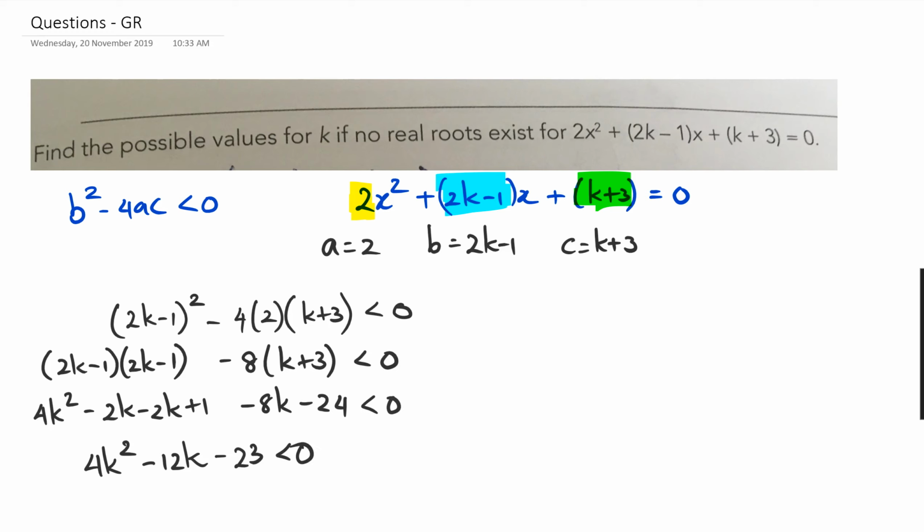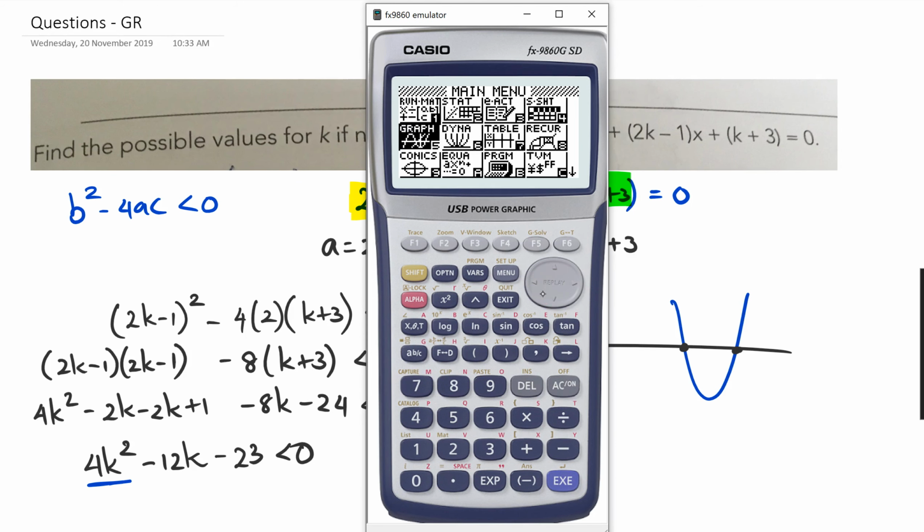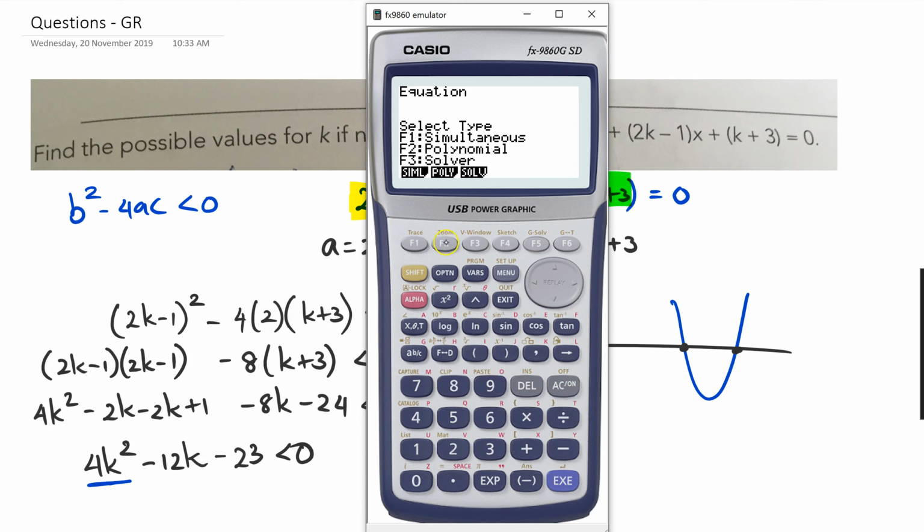Now remember, this is the point where you actually have to put this in the graphics calculator to get those two values, because the way I do this is I draw a parabola. Right now this is 4k squared, which means the parabola is going to look like a positive parabola, and I need to find out what my two intercept points are. So I'm going to go straight into my graphics calculator and put those values into a polynomial: equation, polynomial, degree 2, and I've got 4, minus 12 and 23.